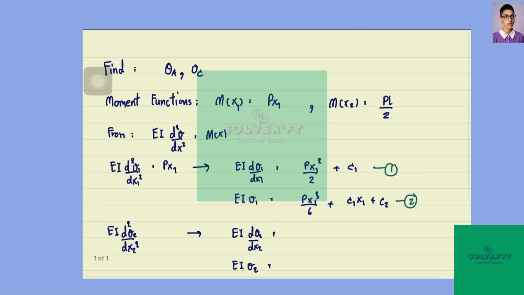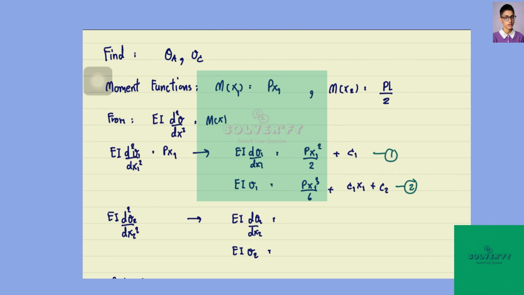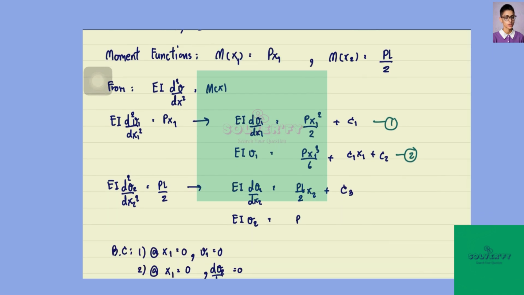From M(x2), we have that EI d²v2/dx2² is PL over 2. If we integrate that, we have EI dv2/dx2 is PL over 2 x2 plus C3, and EI v2 will be PL divided by 4 x2² plus C3 x2 plus C4. This is equation 3, and this is equation 4.